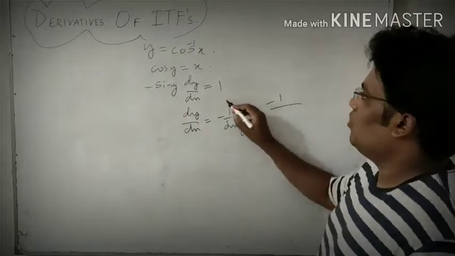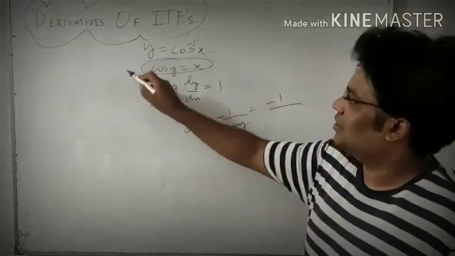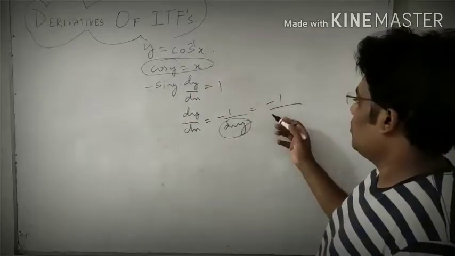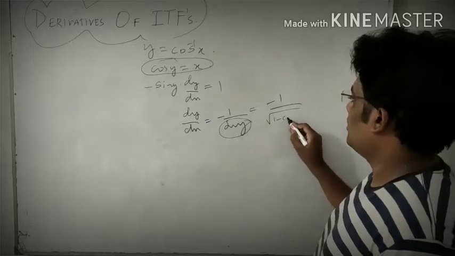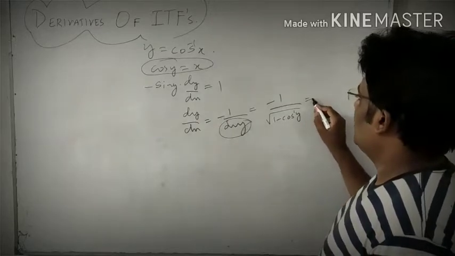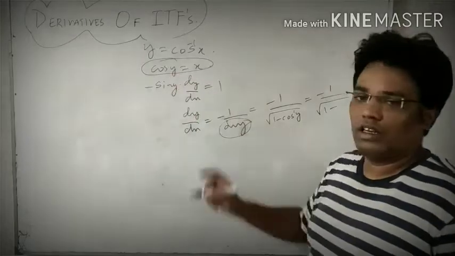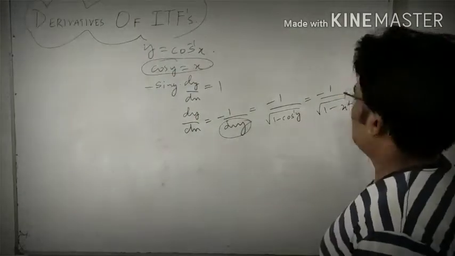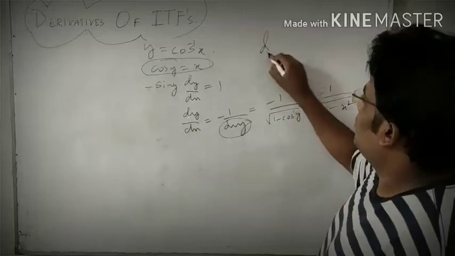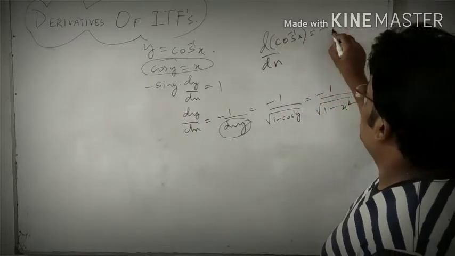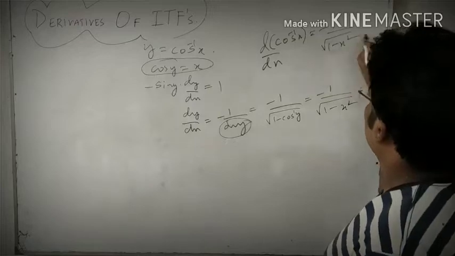Minus 1 by sin y. You have a substitution for cos, you don't have anything for sin. Therefore sin y can be written in terms of cos: root of 1 minus cos square y. So minus 1 by root of 1 minus, what is cos y there? x square. That's the formula: d by dx of cos inverse x is minus 1 by root of 1 minus x square. That's it.